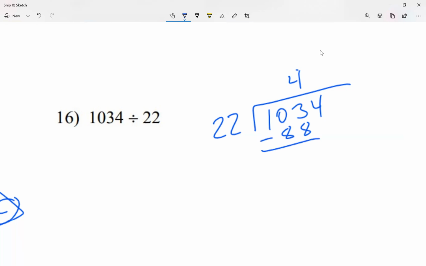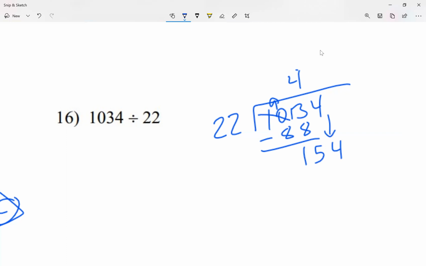All right, let me subtract this. Now 3 minus 8 I cannot do, so from this 10, let me borrow 1, so this becomes 9, and this becomes 13. Now 13 minus 8 is 5. 9 minus 8 is 1. I know I'm good because my remainder 15 is less than 22. So far, so good. Let's bring down this 4 here.